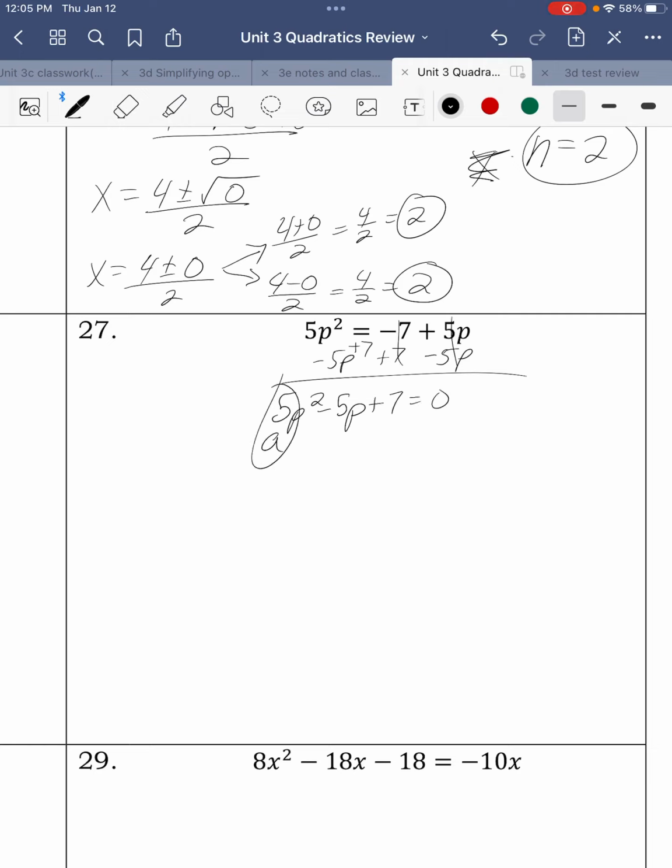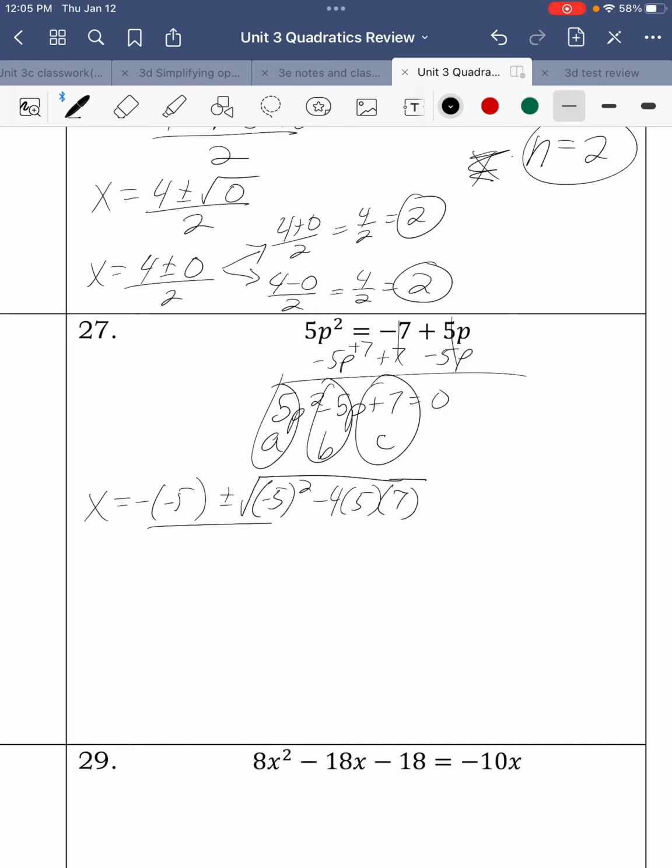Plus 7 equals 0. Your A is going to equal 5. Your B is going to equal negative 5. And your C equals 7. So you have x equals the opposite of negative 5 plus or minus the square root of negative 5 squared minus 4 times a times c, all over 2 times a.